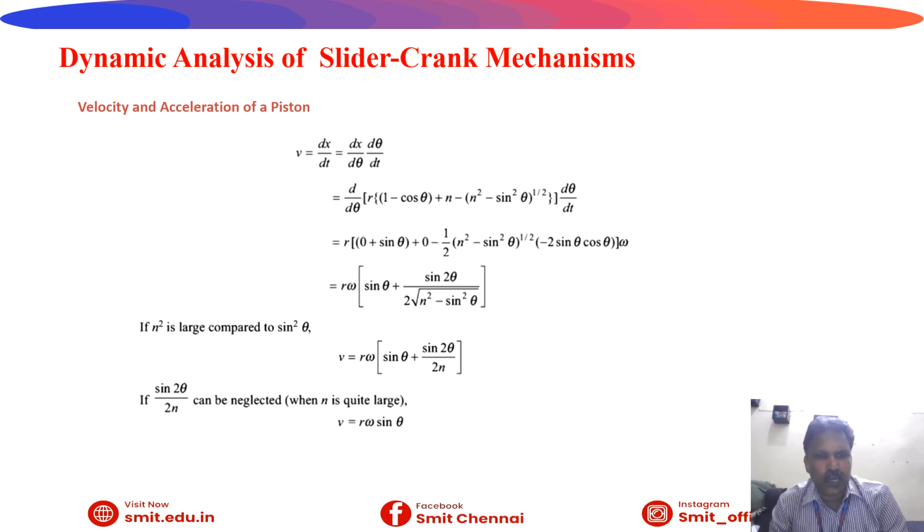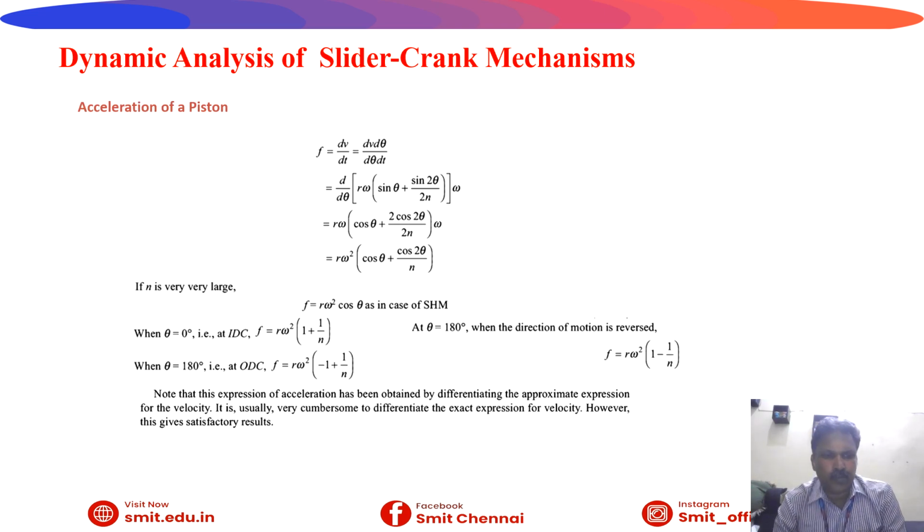If n square is large compared to sin square theta, then you will get, actually, in the previous slide also we have seen the same thing. Sine square theta will get cancelled, and the root of n square will become n. Then we can write v equal to r omega sine theta.